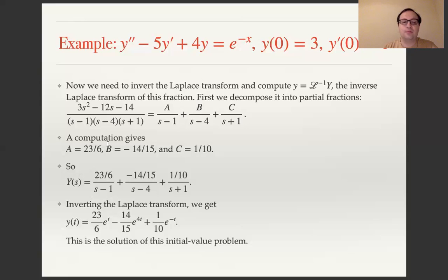So the computation, the same one that you may have seen in calculus 2, gives that a is 23 over 6, b is minus 14 over 15, and c is 1 over 10.